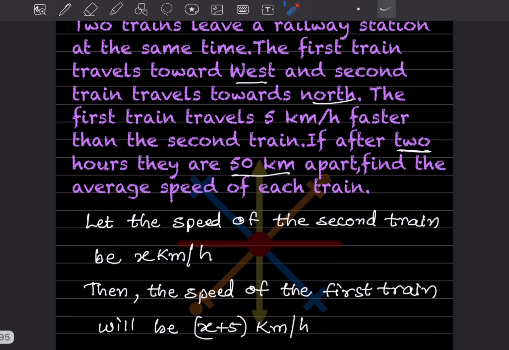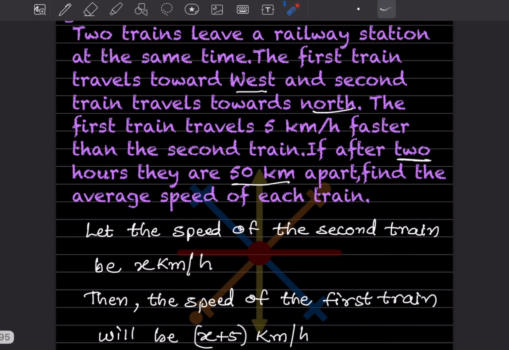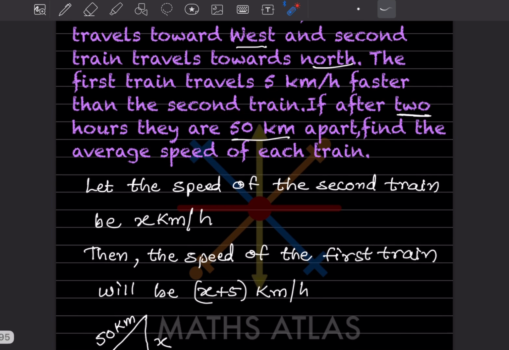So we want the speed. Let the speed of the second train be considered first, because what did they say? They said the first train travels 5 km per hour faster than the second train. So we should consider the second train as x. The first train is faster, so it should be x plus 5. This step is very important. First the second comes and then the first. So the second train is x, and the first train will be x plus 5.